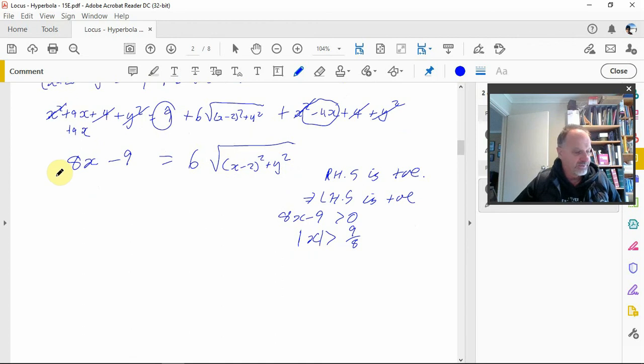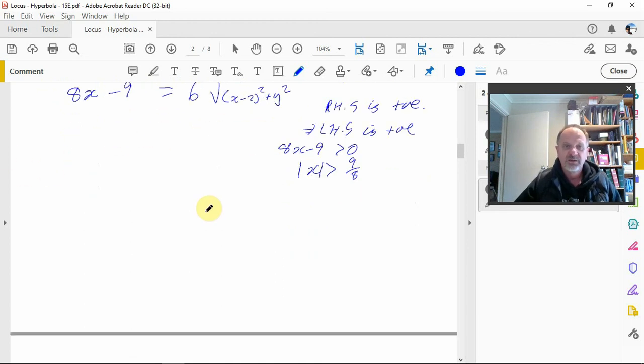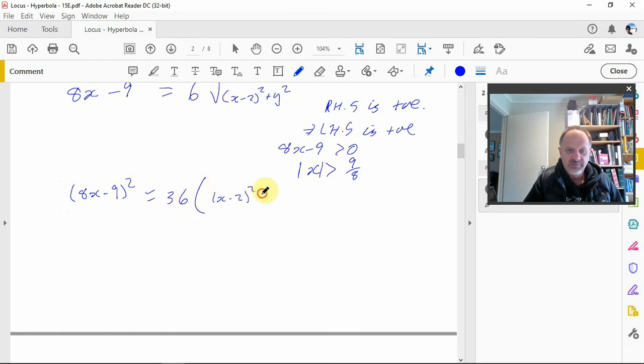So what do we need to do then? Well, from here we can square both sides straight away now. So we'll square both sides. When we do that, you get that bracket by itself. And so when I square that bracket, I would get, I better write it out, 8x minus 9 squared. And this side here, I've got 36 times x minus 2 squared plus y squared.